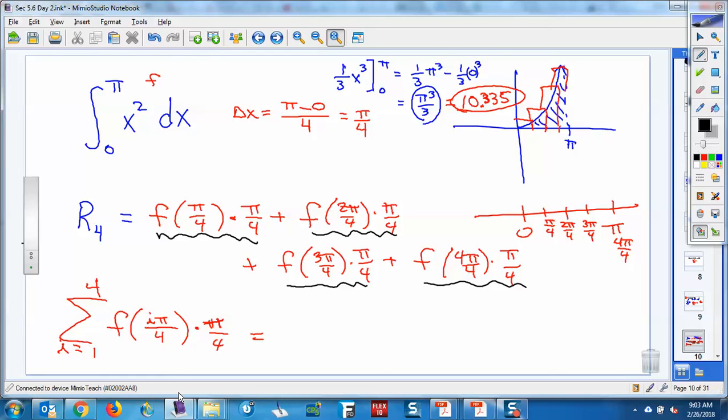F of I pi over 4 means what? Plug an I pi into the actual function. And here's the area right here. So notice this is better, this is closer. Sigma, I equals 1 to 4. The right rectangle was too much. And this is going to be this I over pi over 4 approximation kind of offset under here. Now that's simple because it was such a simple function. My left rectangles might have been a little bit too small.